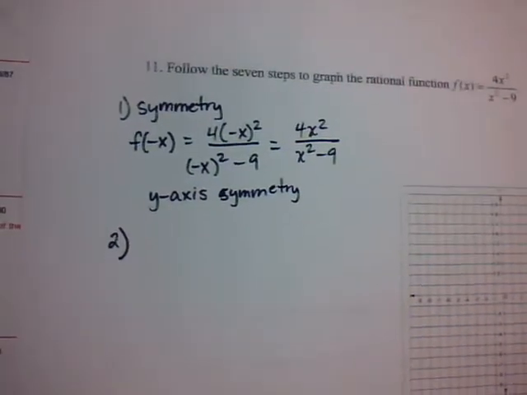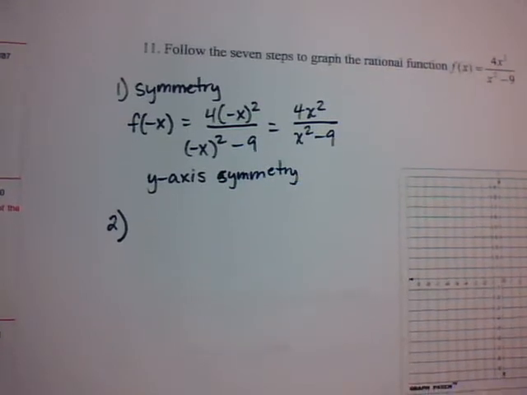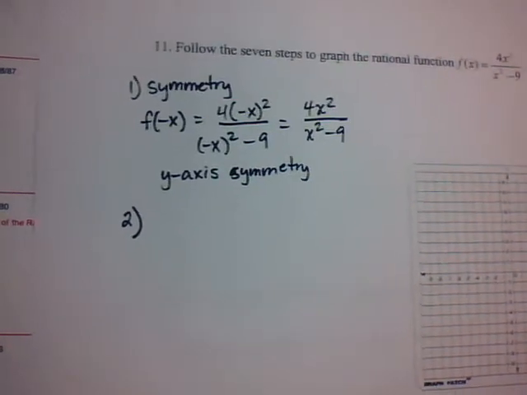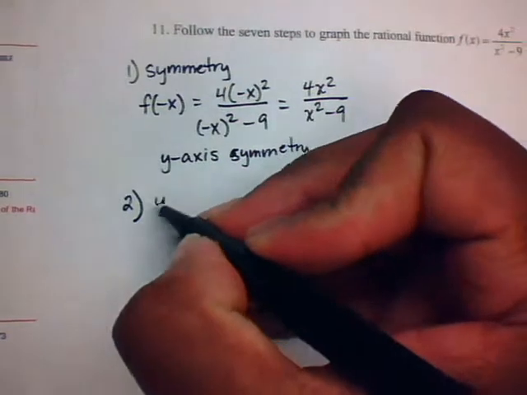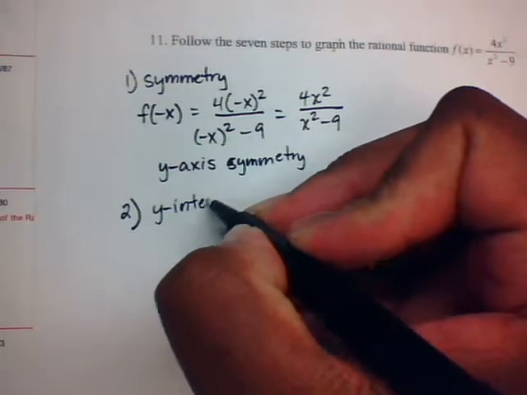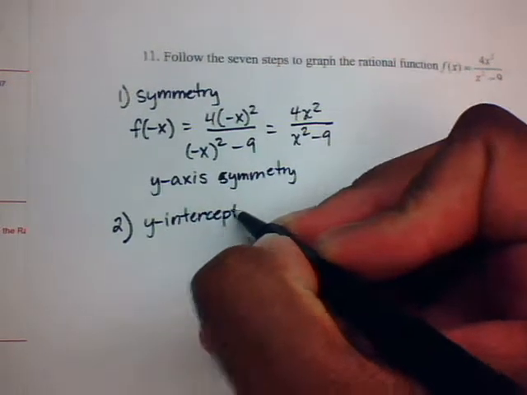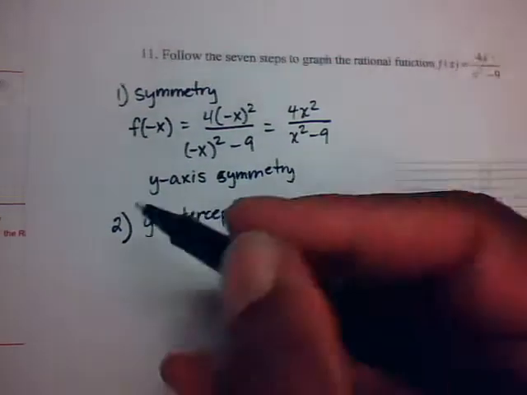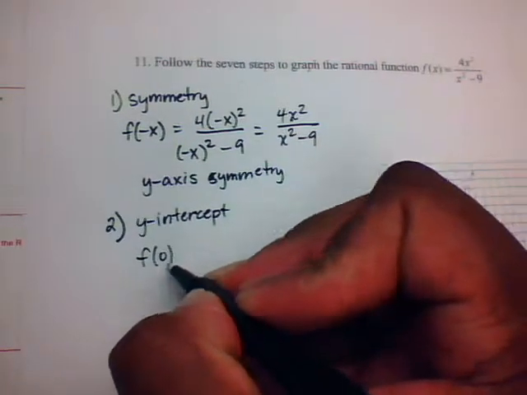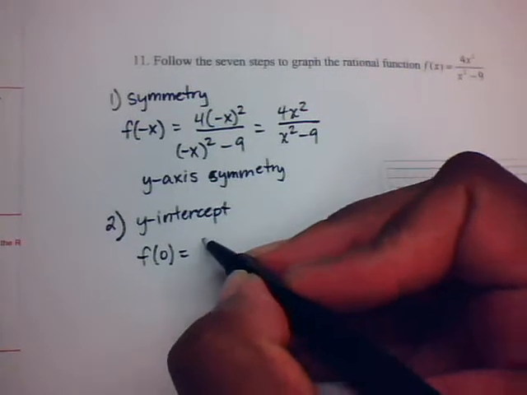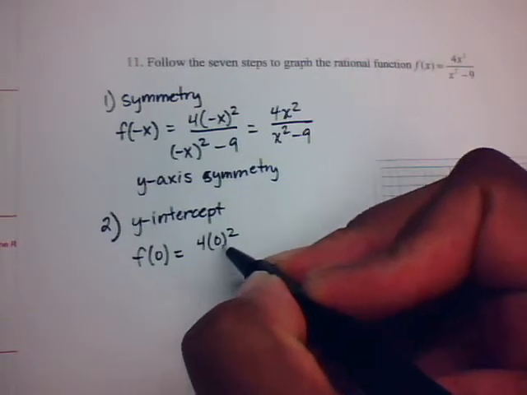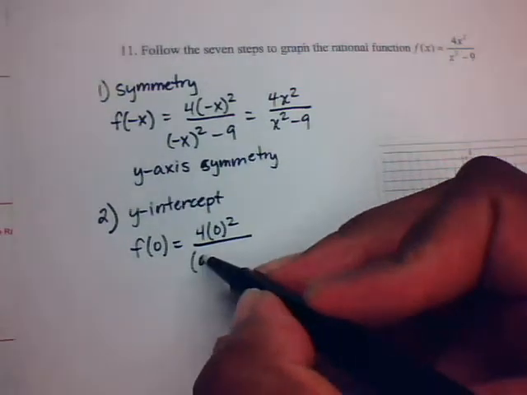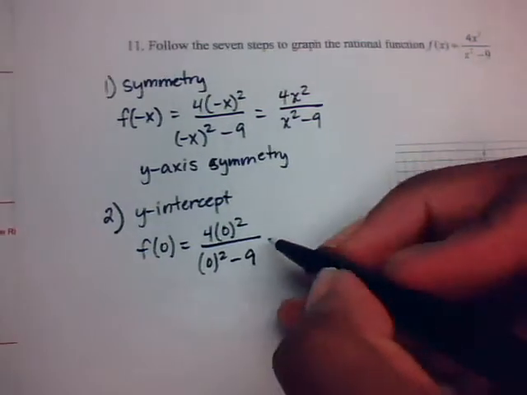Number 2, we want to find out what the y-intercept is going to be. We simply replace the x with 0, so we're going to put 0 in this place. So you have 4 times 0, and that's squared, over 0 squared minus 9.